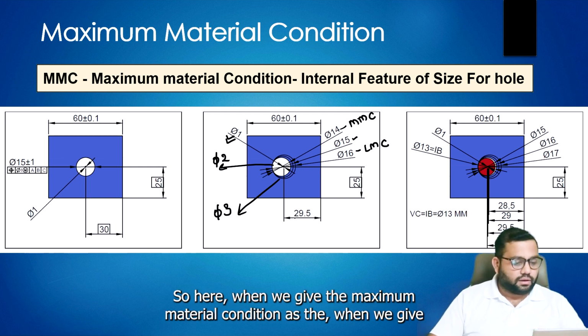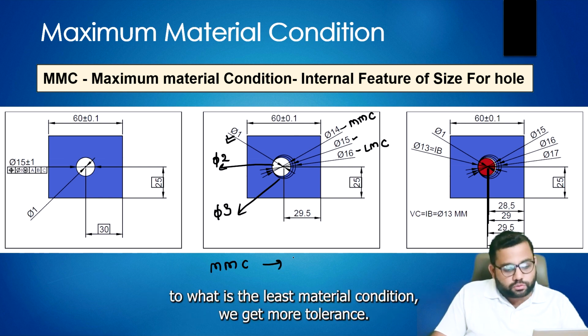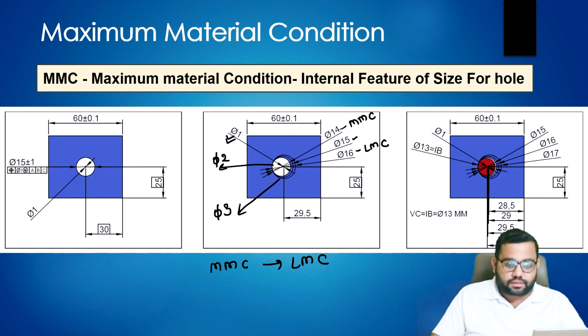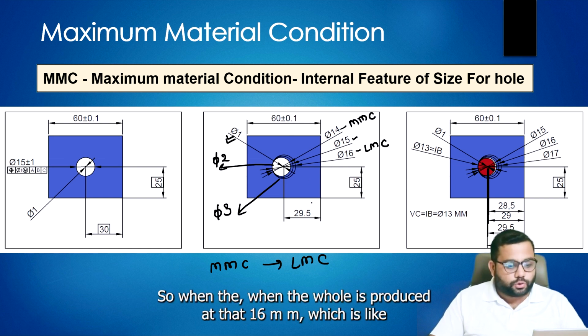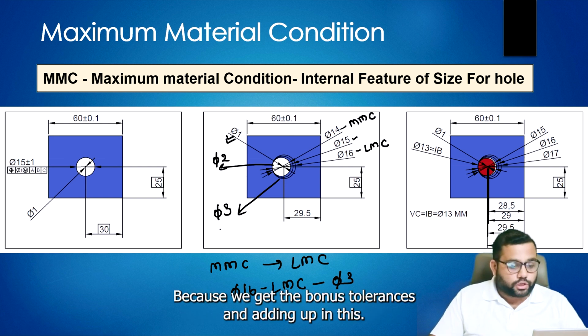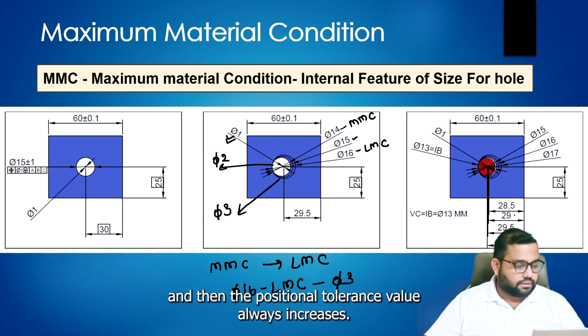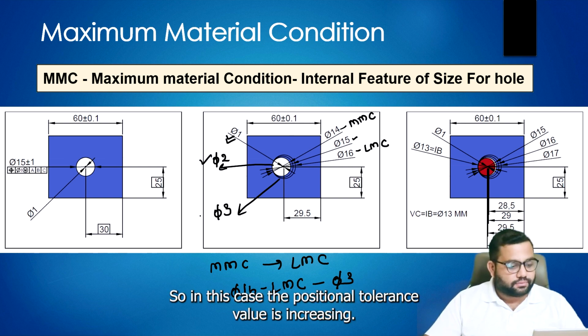So here, when we give the maximum material condition and we move from maximum material condition towards the least material condition, we get more tolerance. So when the hole is produced at dia 16 mm, which is LMC, the positional tolerance available is 3 mm, because we get the bonus tolerances adding up. The positional tolerance value always increases, so in this case it is increasing.